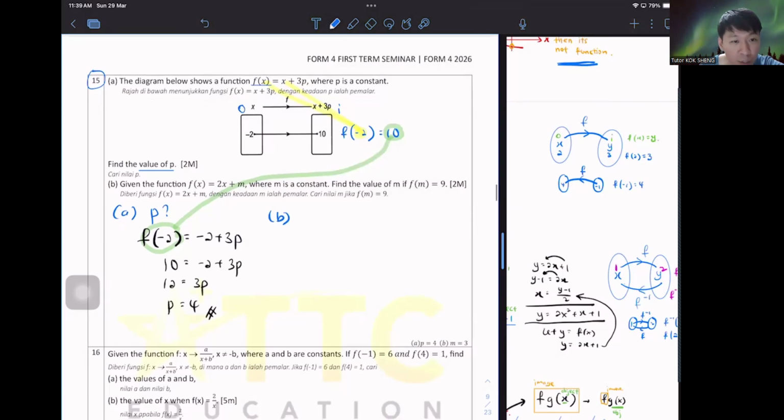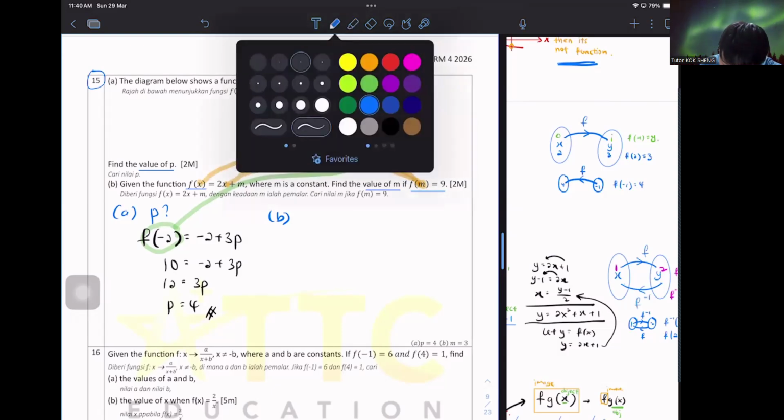Okay, next one. B. Given the function f(x) = 2x + m, where m is a constant, find the value of m if f(m) = 9. Another one, 3 marks again. Same thing, m is the object, right? Substitute it in.